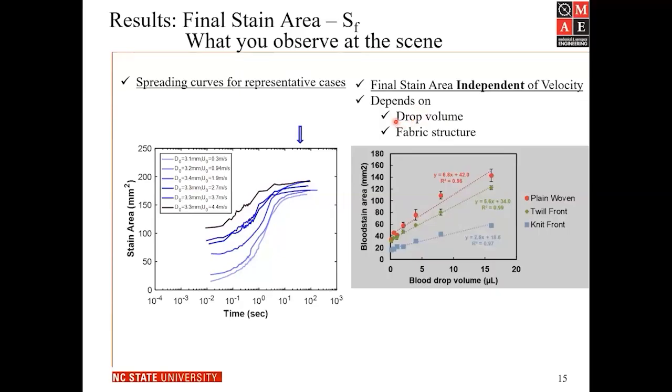However, the final stain area does have good correlations with the droplet volume, or the volume of the blood droplets. But this also depends on the structure of the fabric. And here our data show pretty good correlations for plain woven, twill, and knit fabrics. And based on this, we can actually use the bloodstain area to find the blood size.